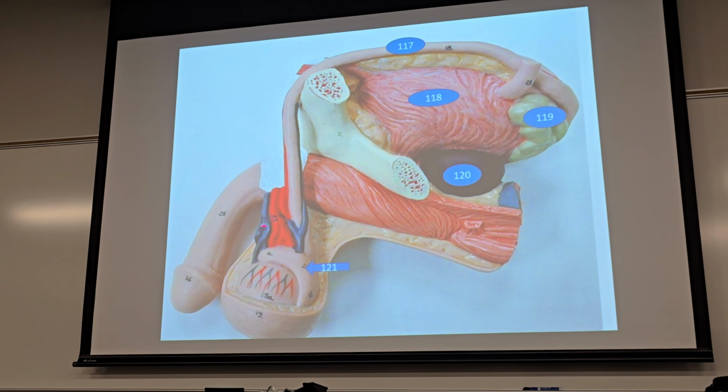What about this blue thing here? What would we call that? Pampiniform venous plexus, something like that. Okay, it's there. Alright.